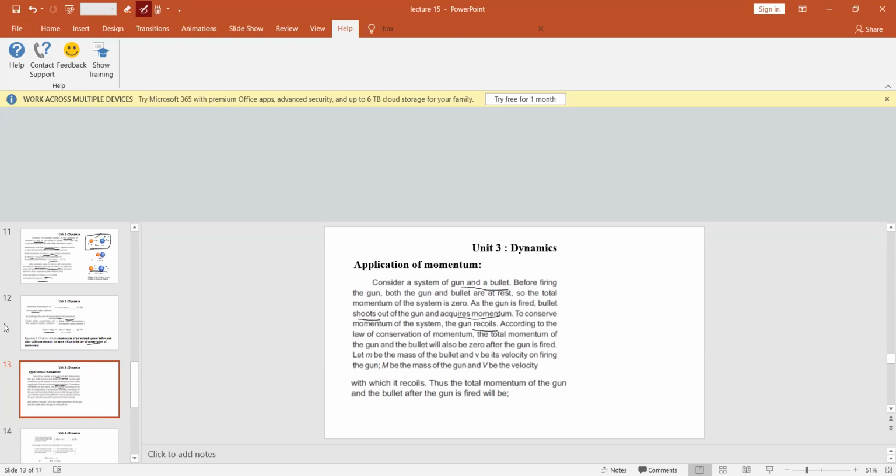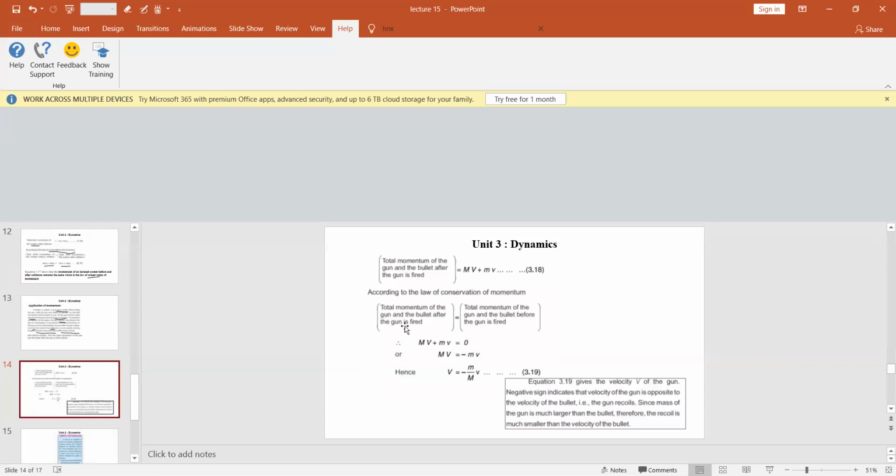As the bullet is small, we take its mass with small m and its velocity with small v. And as the gun is large, we keep its mass with capital M and its velocity with capital V. Initially, the momentum of the gun and bullet is zero, but after firing it gains some momentum. So the total momentum of the gun and the bullet after firing is MV plus small mv.